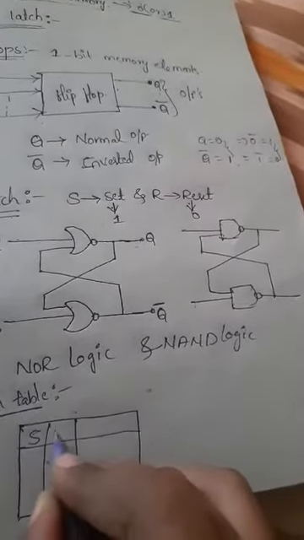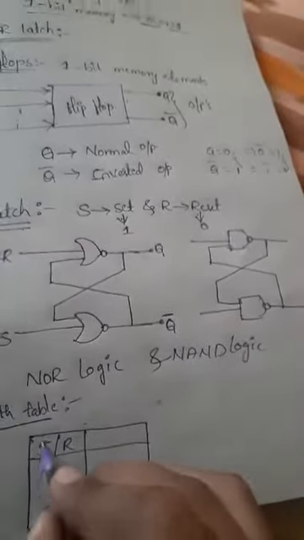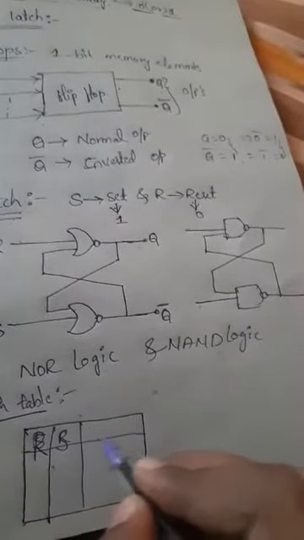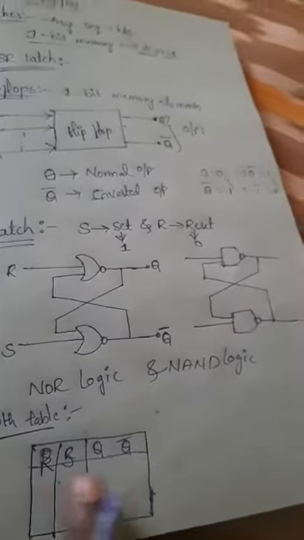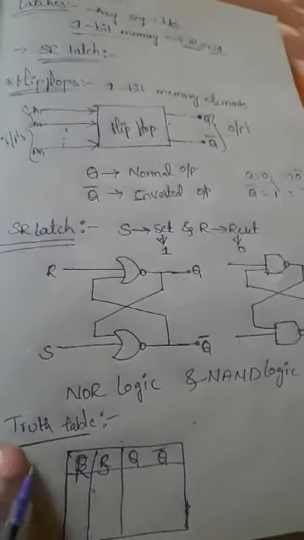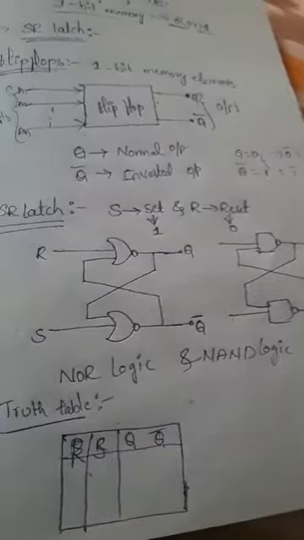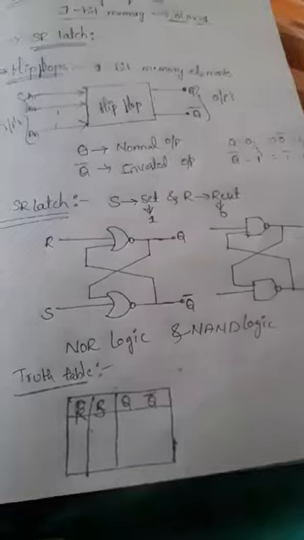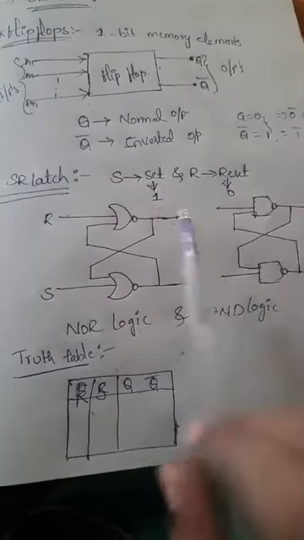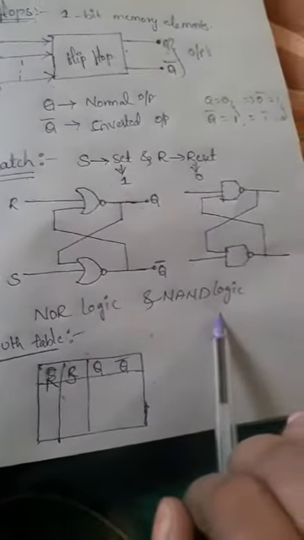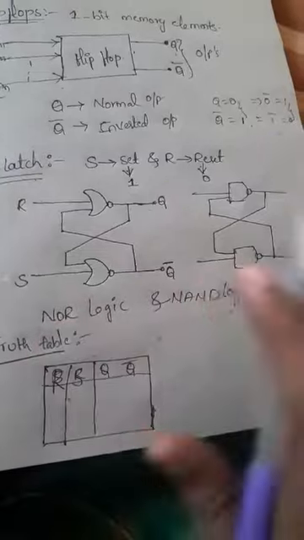For example, if you are taking the SR latch, we have two inputs S and R, and the outputs will be Q and Q complement. The relation between inputs and outputs gives the truth table. And coming to the NAND logic, while designing the SR latch with the help of NAND logic, there are no specifications for this.